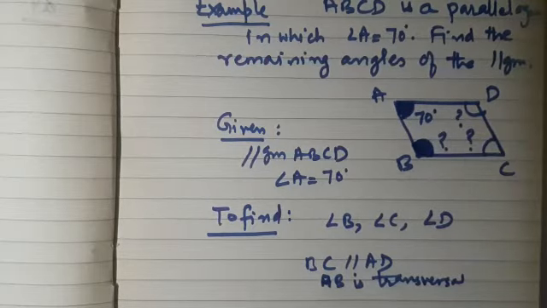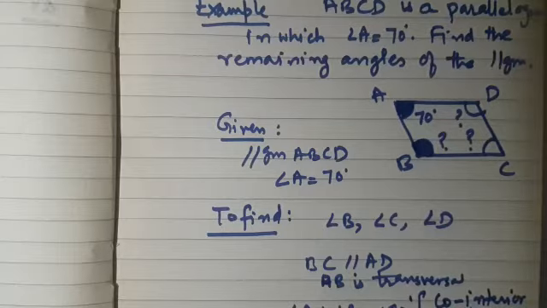So we will write here angle A plus angle B equals 180 degrees, or we can write it here co-interior angles are supplementary. Right? Reasoning is important. So here we will substitute the value of angle A. So we get angle B now, 180 minus 70, that is 110 degrees.